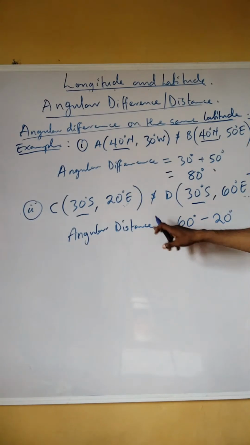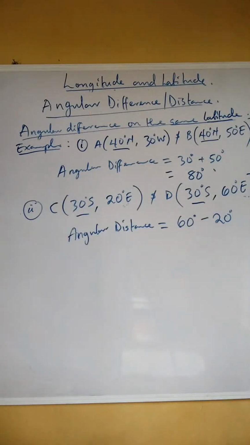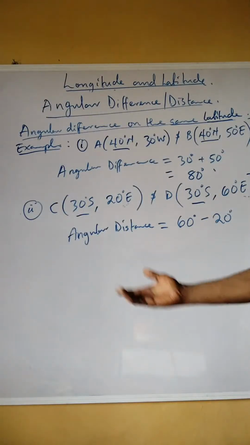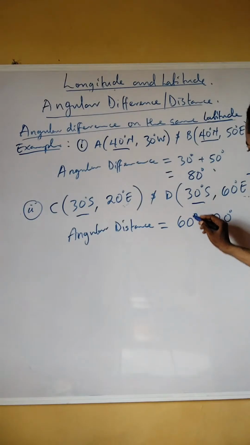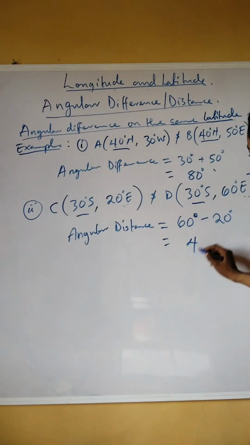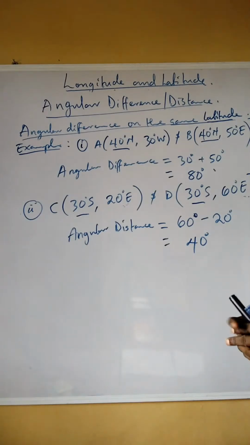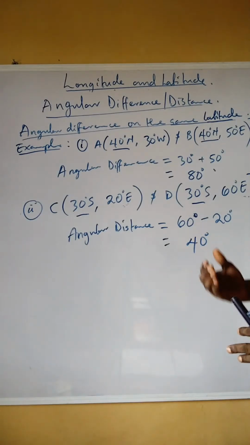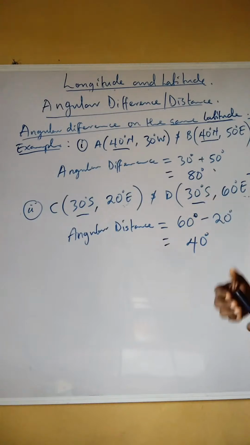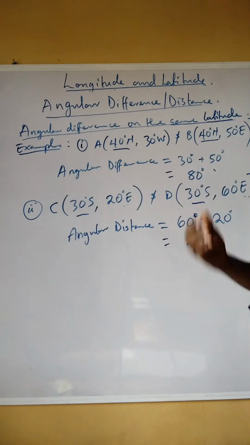So we cannot say 20 minus 60 because we can't get negative, right? So that will be 60, the bigger one comes first. So 60 degrees minus 20 degrees, and that gives us 40 degrees. So that's the reason for angular difference, angular distance. Either we add or we subtract. So that is how we handle angular difference or angular distance on longitude and latitude.